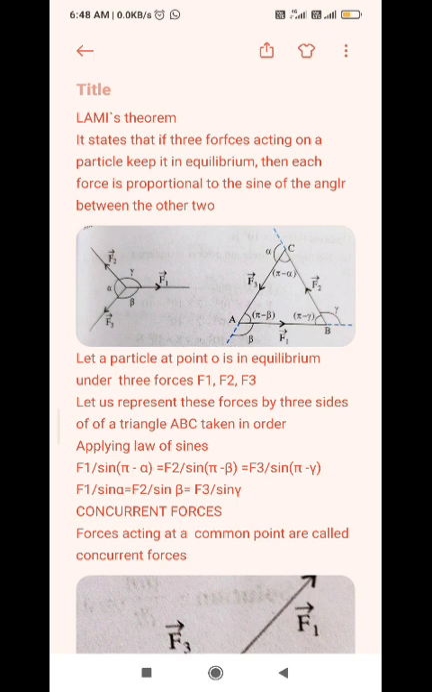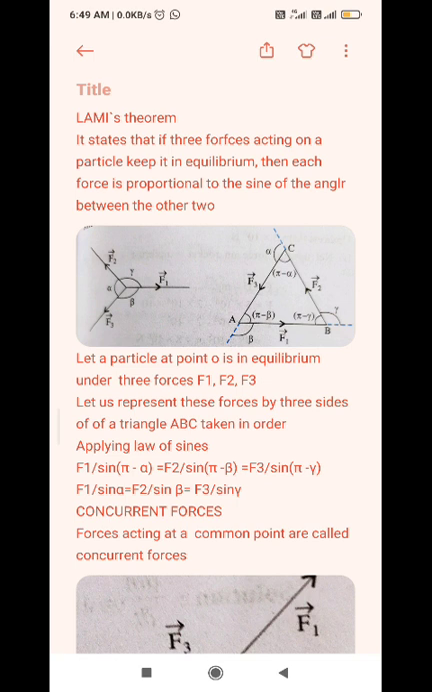Lami's theorem states that if three forces acting on a particle keep it in equilibrium, then each force is proportional to the sine of the angle between the other two. So three forces are acting on a particle, they keep it in equilibrium. So for a particle in equilibrium, each force is proportional to the sine of the angle between the other two.